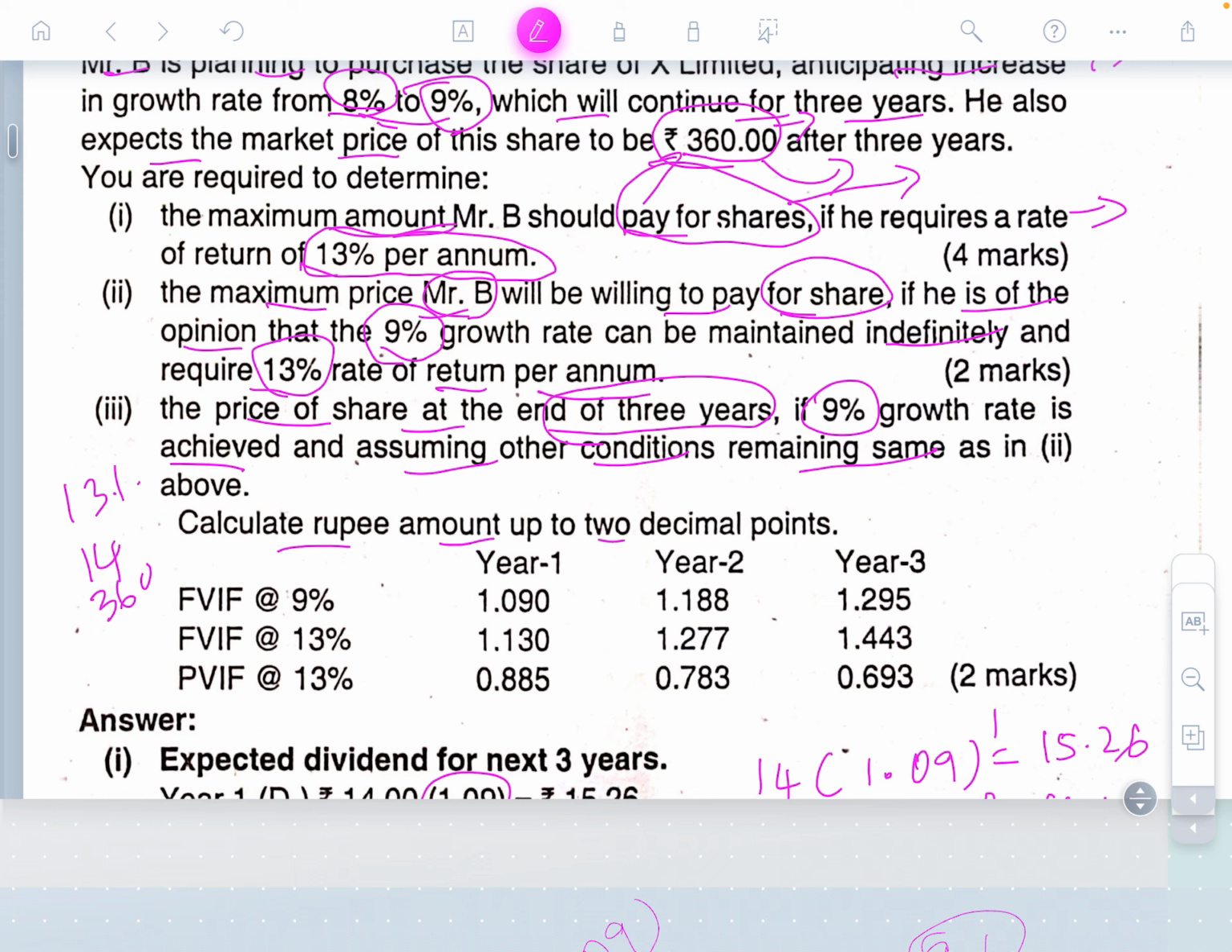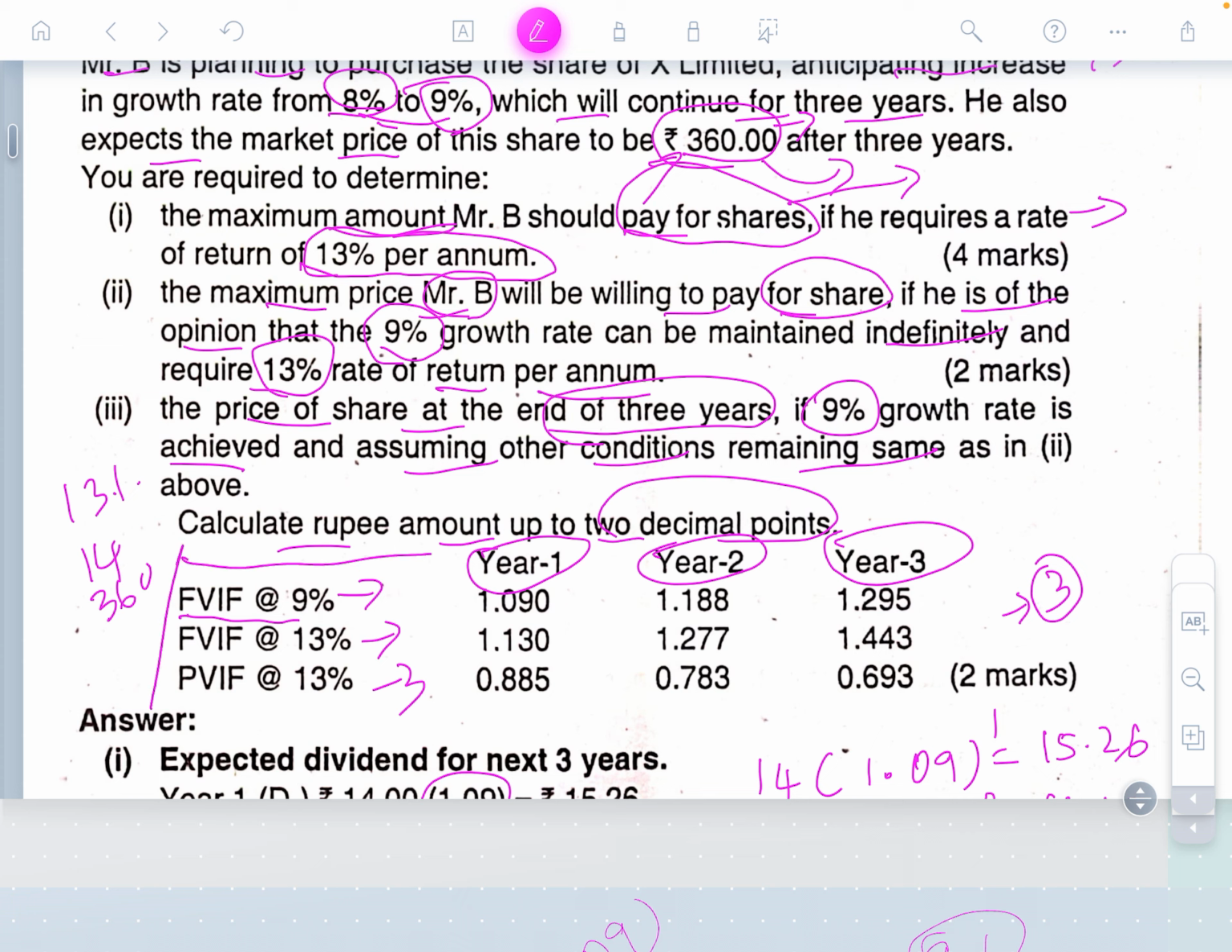calculate the rupee amount to 2 decimal points. If it is future value, 9%, 13%, 13%, year 1, year 2, year 3. You want to calculate the price of a share at the end of 3 years, if the 9% growth rate is achieved.